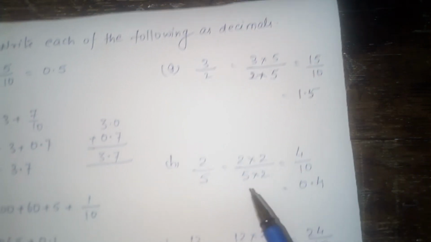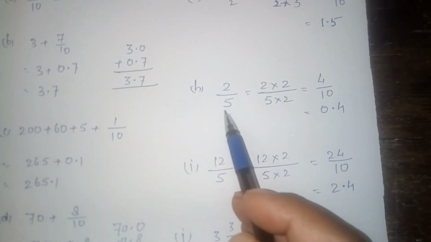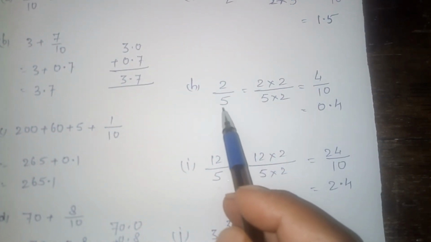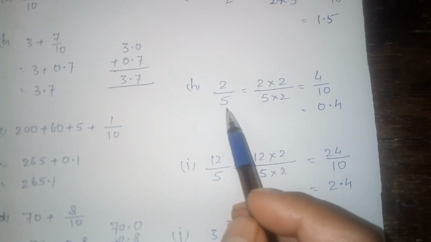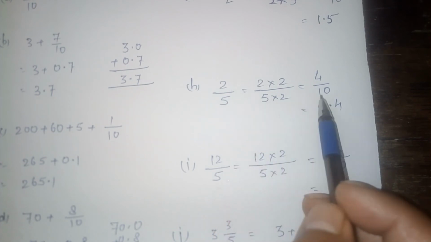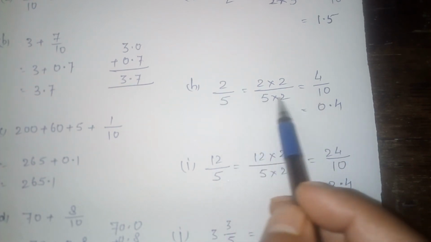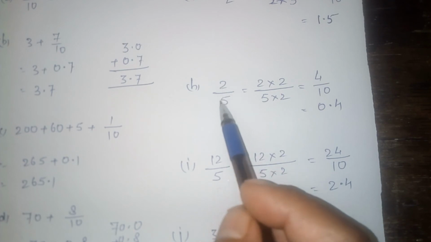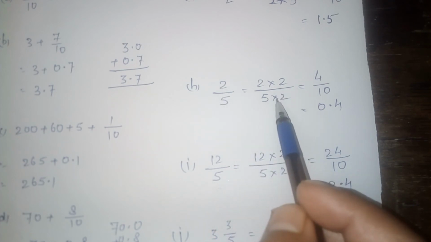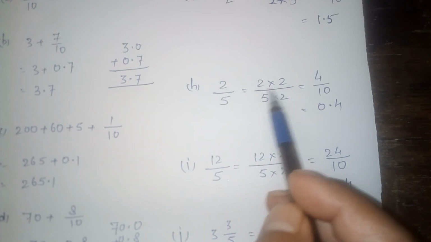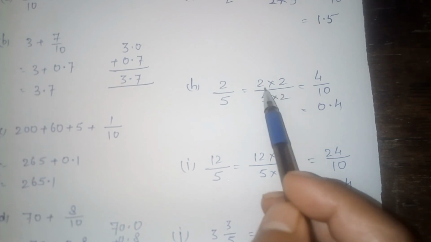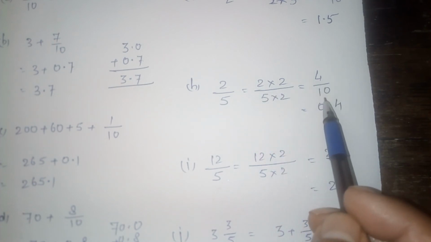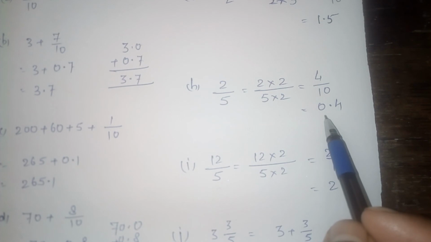Your next question is 2 upon 5. Again, we will apply the same procedure. You know very well, 5 is easily converted to 10. So what will you do? In numerator and denominator, multiply by 2. 2 into 2 upon 5 into 2. 2 twos are 4, 5 twos are 10. 4 upon 10 will give you 0.4.